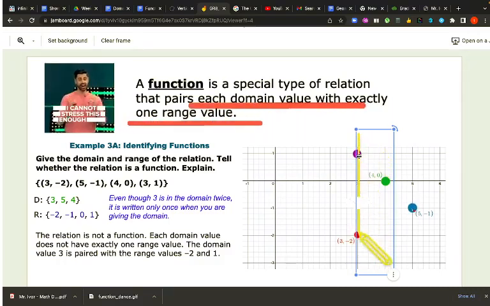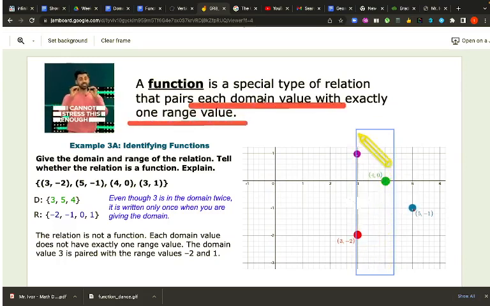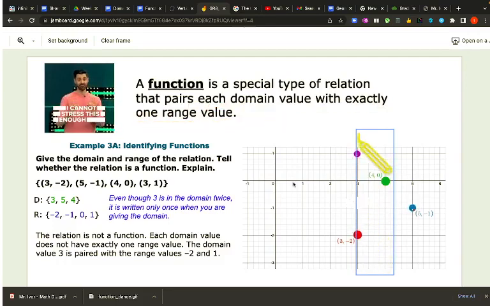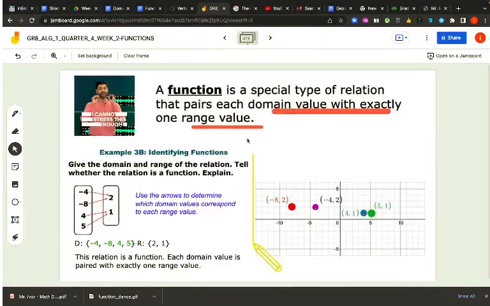All right. So clearly we can see that the same input 3 has two different outputs, which is 1 and -2. So it's not a function because for a function, each domain value, in other words, each x value, must have exactly one y value or range value. All right. So this clearly is not a function. All right. So let's look at another example.